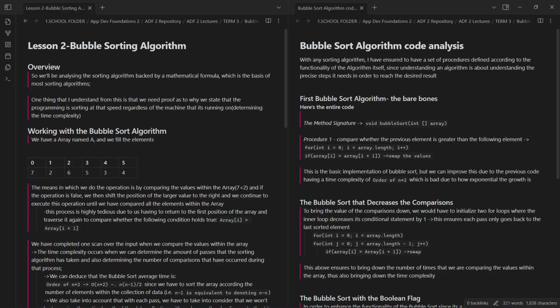Alright, we're back. This is bubble sorting. This is where we start with understanding sorting algorithms. So let me jump right into it. Lesson 2, bubble sorting algorithms.